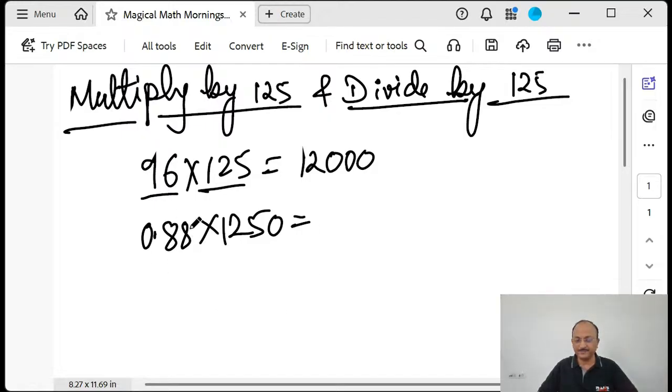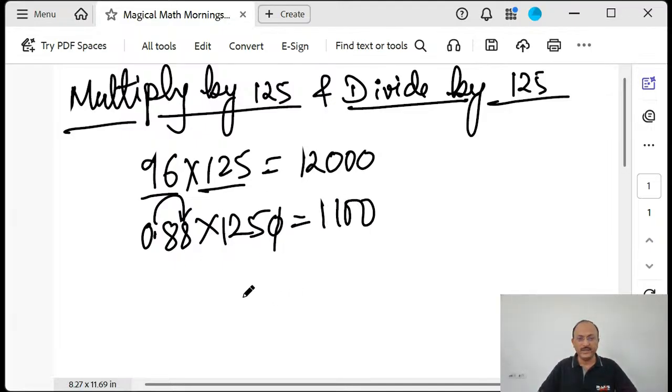Just divide by 8. But before that, when you want to eliminate 10, shift the decimal point here. It will become 8.8. Dividing 8.8 by 8 is very easy. It will become 1.1 into 1000. You people had given the right answer, that is 1100.